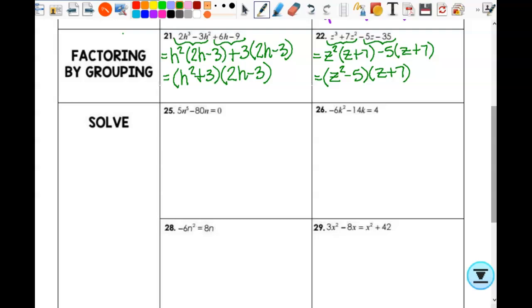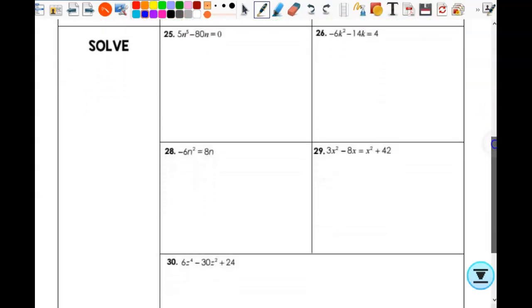Okay? All right, so let's look at number 25. And if I'm going to solve something by factoring, the first thing I want to do 99% of the time is set it equal to 0. This one is set equal to 0, so that's nice. And then I want to look at a GCF. What would my GCF be here? 5n. Okay, so that leaves me with n to the 4th minus what?